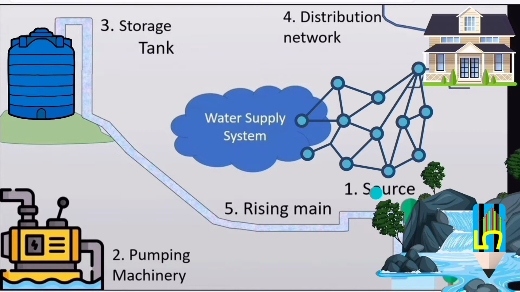Starting from the source, there is a pumping machinery from which the rising main takes the water to the tank. And then it is further distributed through the distribution network. Now, we all know that we design a variety of pipes whenever we are laying a distribution network. So the question is, why do we need to design the rising mains separately? Why can't we just design it along with the other pipes in the distribution network?